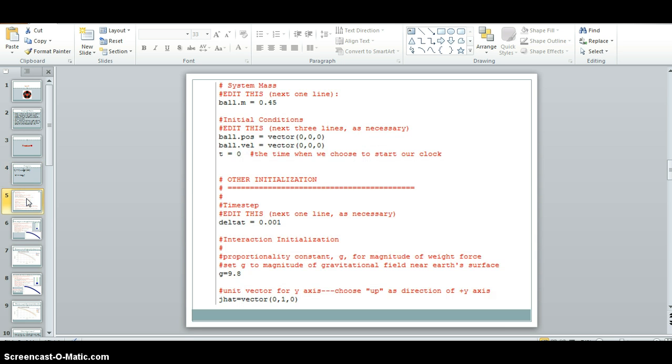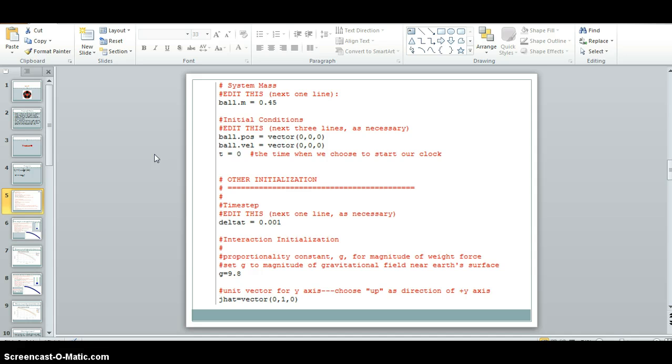Now, before this computer model could be made, changes needed to be made to the code in VIDLE. The correct mass of the soccer ball, which was 0.45 kilograms, had to be put in. The initial position of the ball was set to 0, 0, 0, since we made the soccer ball start at the origin, and the initial velocity of the ball was set to 0, 0, 0, since the object was dropped from rest. We made t equal to 0, so it started when we started our observations.